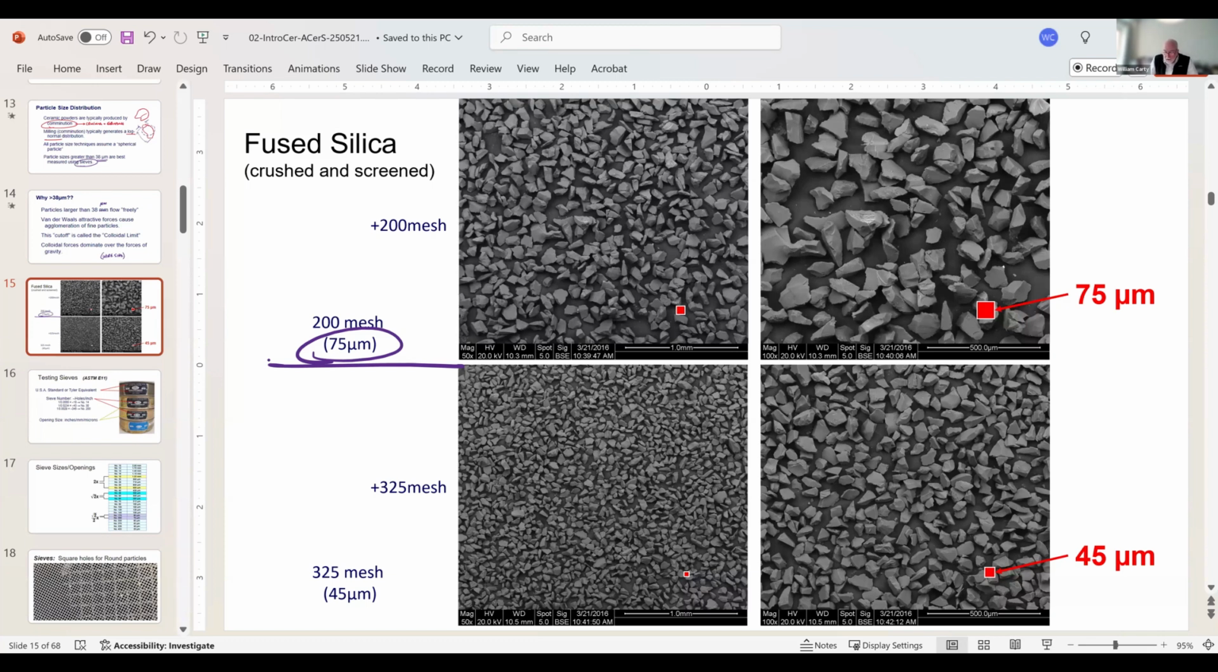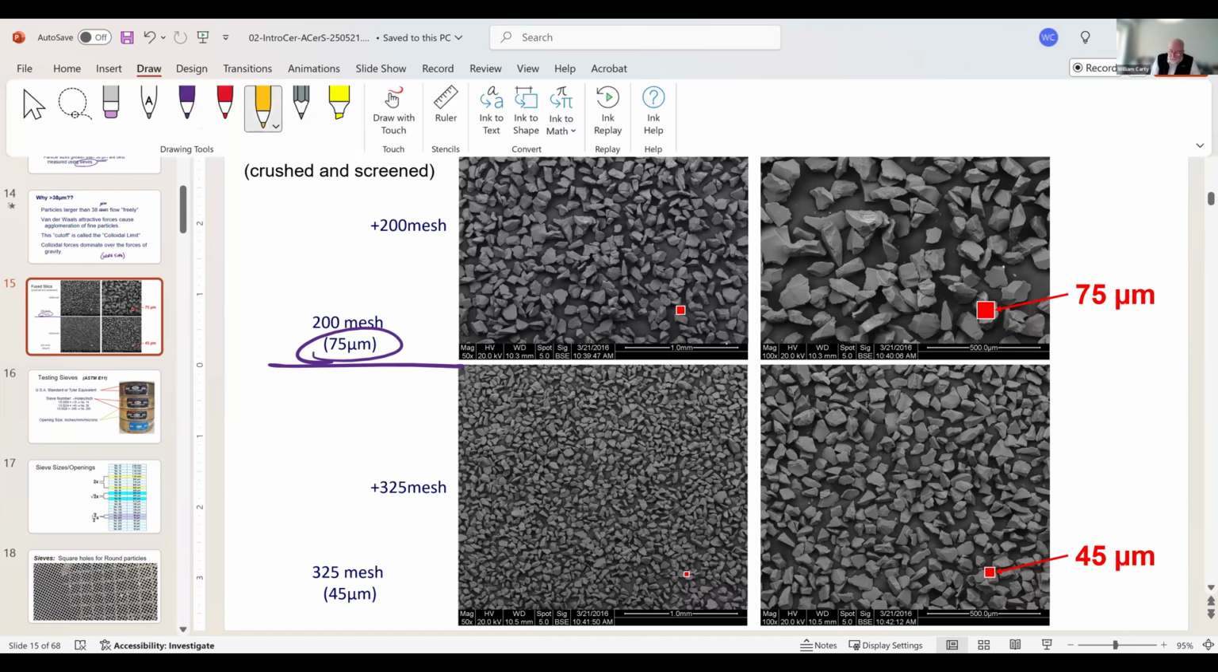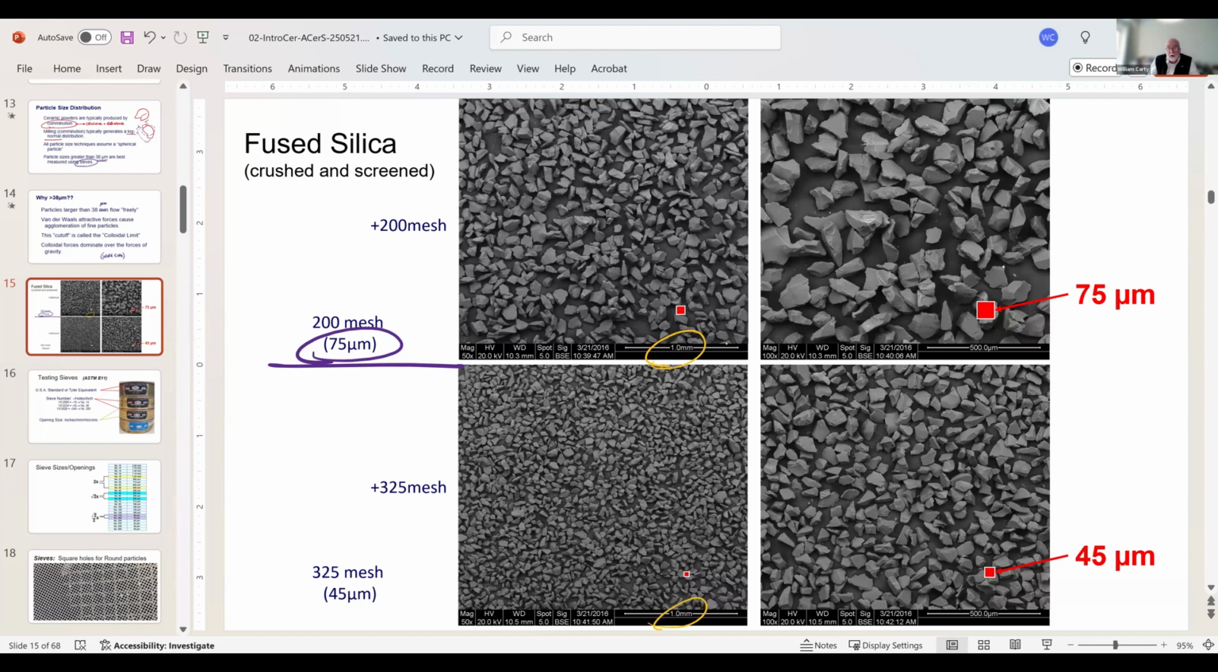Now, the way that we try to do electron micrographs is to be consistent in our magnifications. So if you see here, this is 1 millimeter here, and it's 1 millimeter here. So these two images are at the same magnification. Then over here, this is 500 microns, and this is 500 microns. So these two are at the same magnification. Drawn in here in the square is a 75 micron hole. This would be the size of a sieve opening size for 200 mesh.